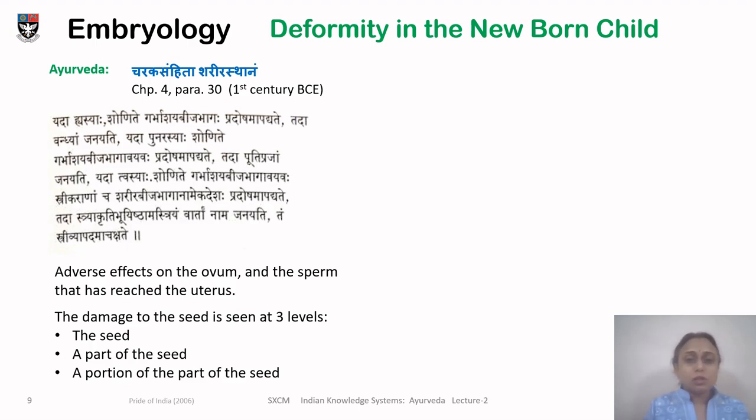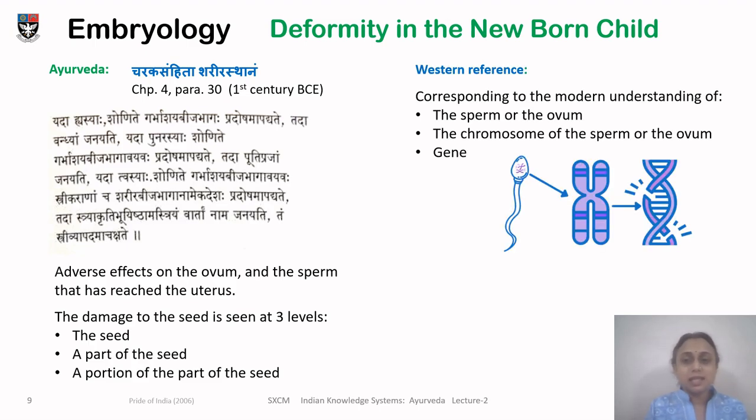To look at it analogous to current times, in modern day science and modern day genetics, it refers to the sperm and the ovum, the seeds. Sperm coming from the male, the ovum coming from the female. A part of the seed, the chromosomes that are present within the sperm, within the ovum, that is the DNA. So, a part of the seed could be defective, or a portion of the part of the seed could be defective, which means a gene, a particular small region on the chromosome could be defective.